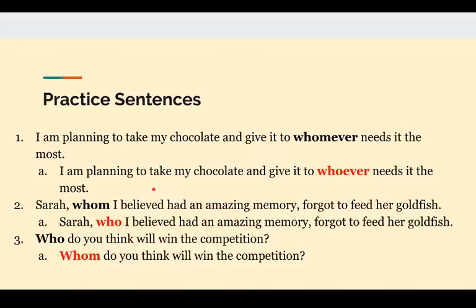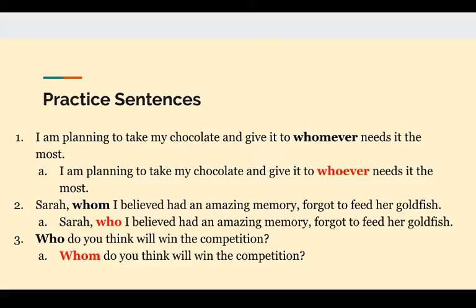So here are just some practice sentences using whomever, whoever, and who versus whom. So I'm planning to take my chocolate and give it to whomever needs it the most. So I am planning to take my chocolate and give it to whoever needs it the most. So again, we can think about replacing he versus him. In the first sentence, where it's incorrect and we didn't change anything yet, I'm planning to give my chocolate and give it to whomever needs it the most. So it would be saying, I would give it to, instead of saying him, you would say he.